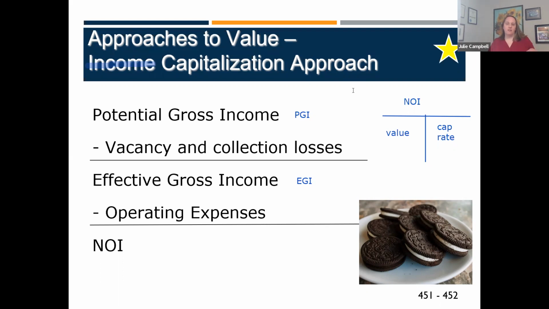This formula is always calculated annually. So when the problem gives you monthly rent, what do you do? Times it by 12. They'll give you monthly information. You've got to times it by 12.